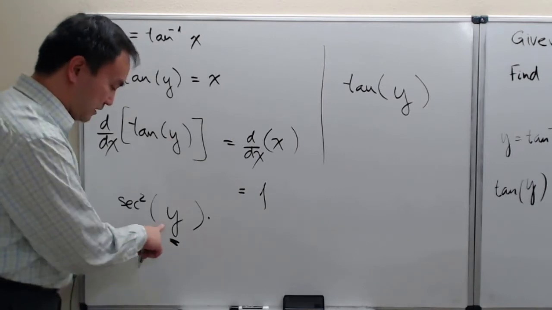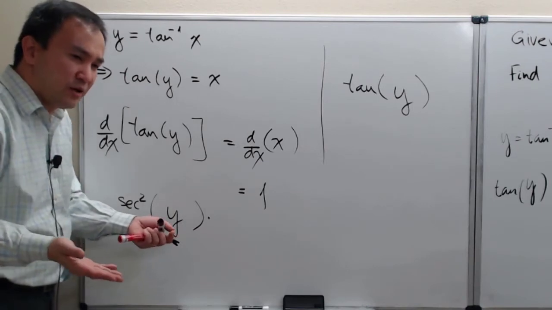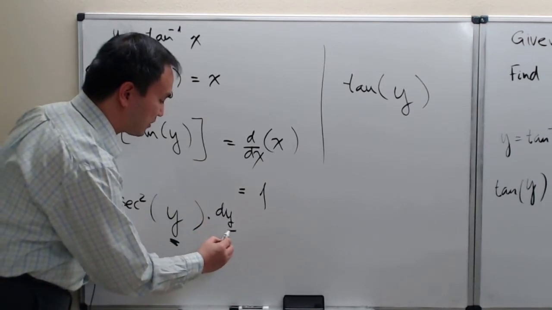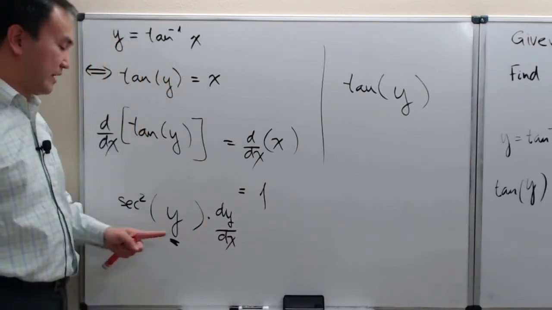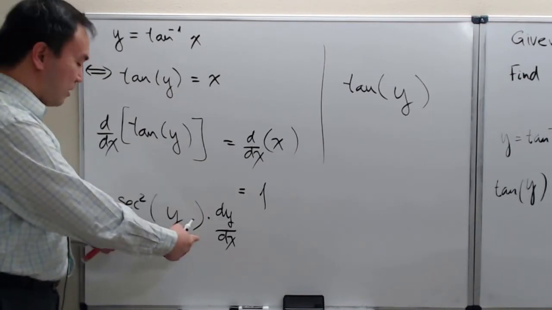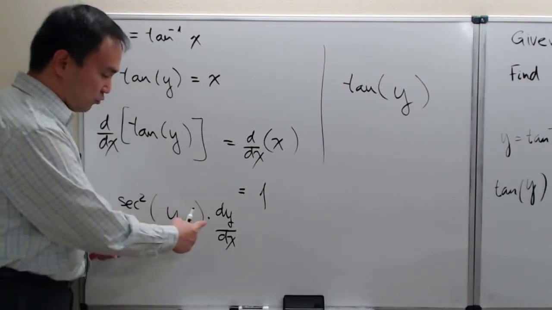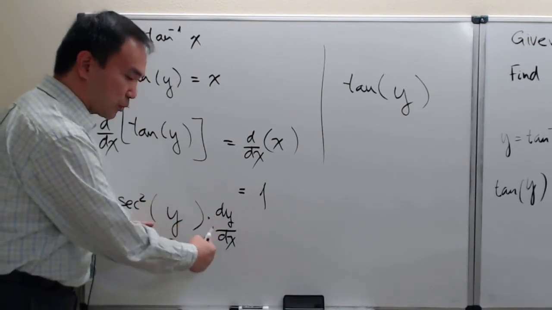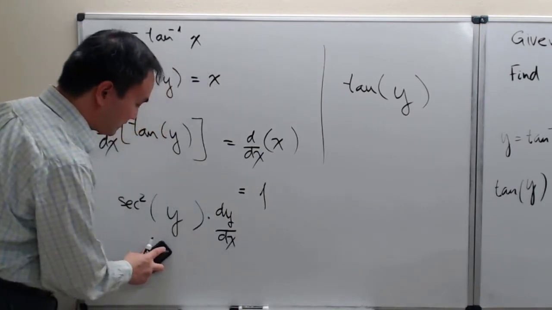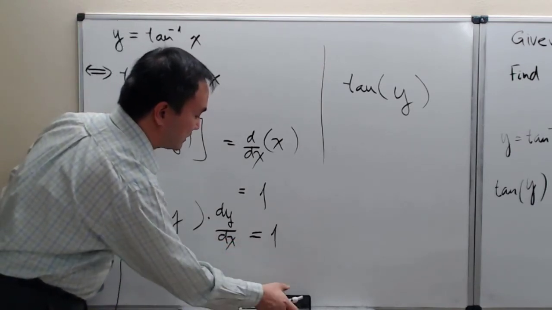But the inside is just a function that we only know is implicitly defined, we don't know exactly what it is. So in that case, we have no choice other than writing that derivative as the implicit derivative dy dx. So secant square is the derivative of the outside, and we keep the variable inside exactly the same way it is. Then we multiply, according to the chain rule, with the derivative of the inside. That's how we ended up with that dy dx. And of course, it equals 1 on the other side.